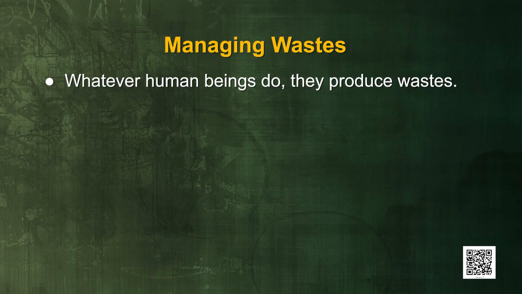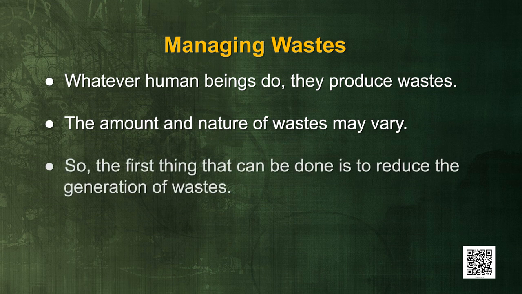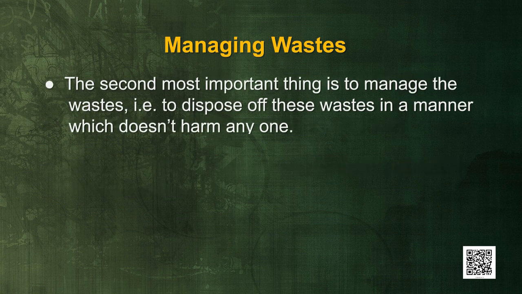The third environmental issue discussed in this chapter is waste management. Whatever human beings do, they produce waste. The amount and nature of waste may vary. So, the first thing that can be done is to reduce the generation of waste. The second most important thing is to manage the waste, that is, to dispose of this waste in a manner which does not harm anyone.